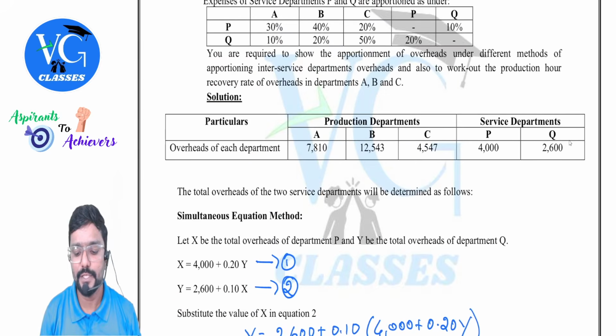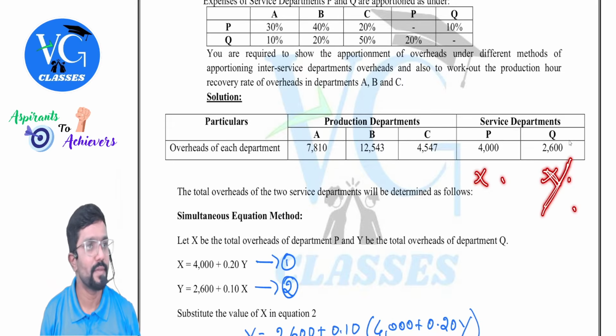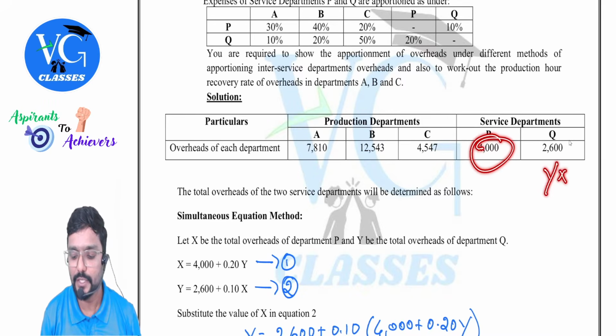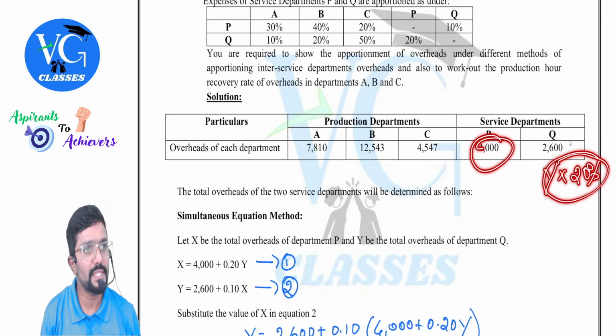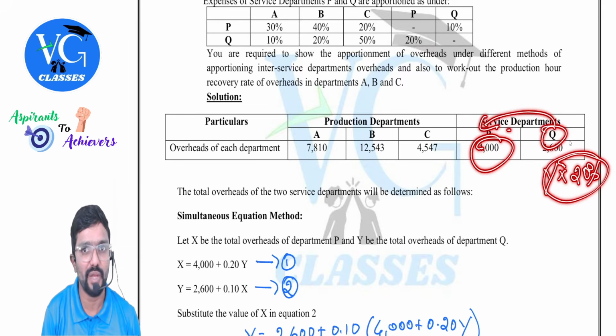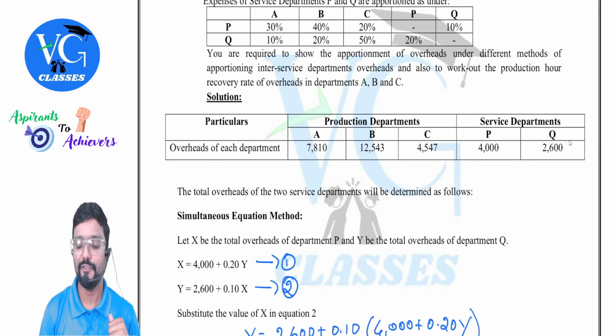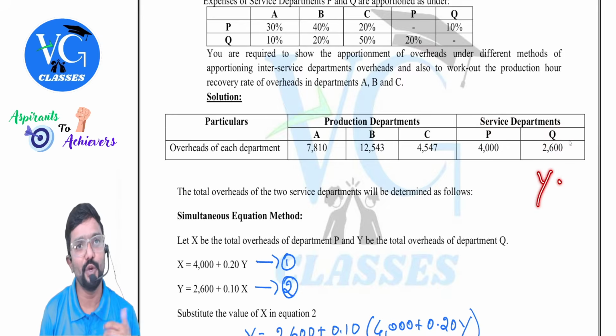I repeat, I have assumed the total cost of Department P is X and Q is Y. Got it? Now, what is X? 4,000 plus 20% of Y. Sir, why this 20% of Y, sir? Because Q is giving 20% service to P. So whatever is the total cost of Q, 20% of that should go to Department P. Same way, if I ask you what is the total cost of Department Q, it is Y.